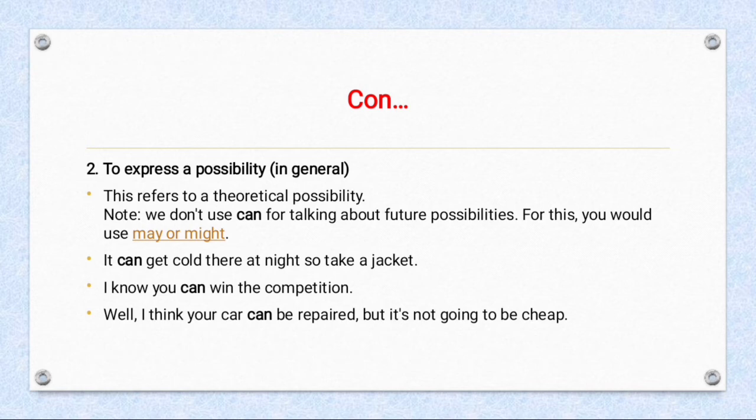The second use is to express possibility in general. This refers to a theoretical possibility. Note, we don't use can for talking about future possibilities. Remember, this is the main point, that we don't use can for talking about future possibilities. For this you would use may or might. May or might is also a modal auxiliary verb.